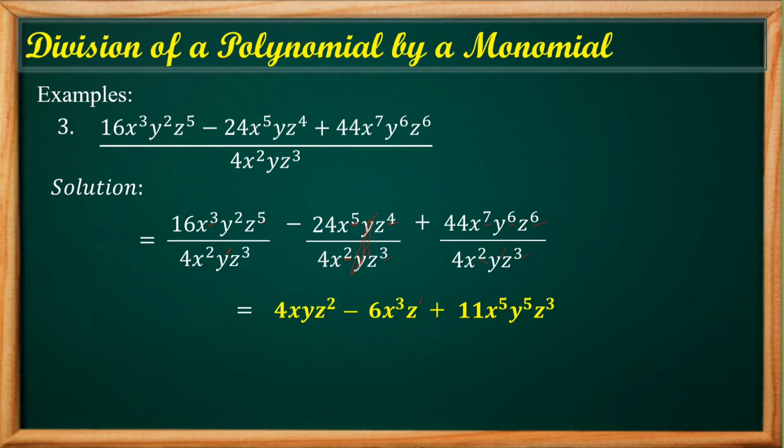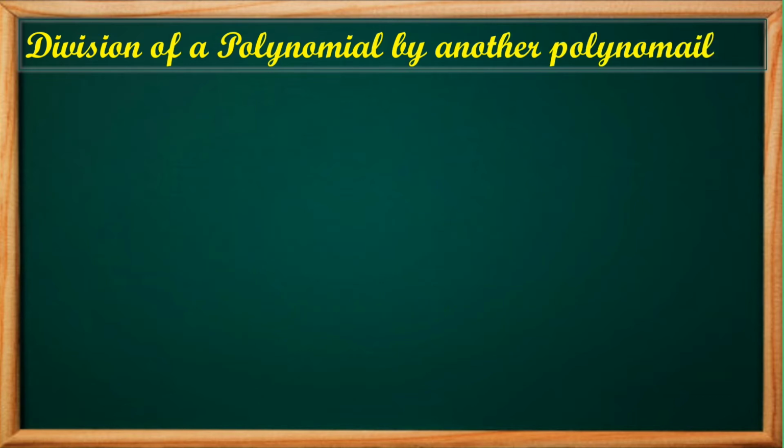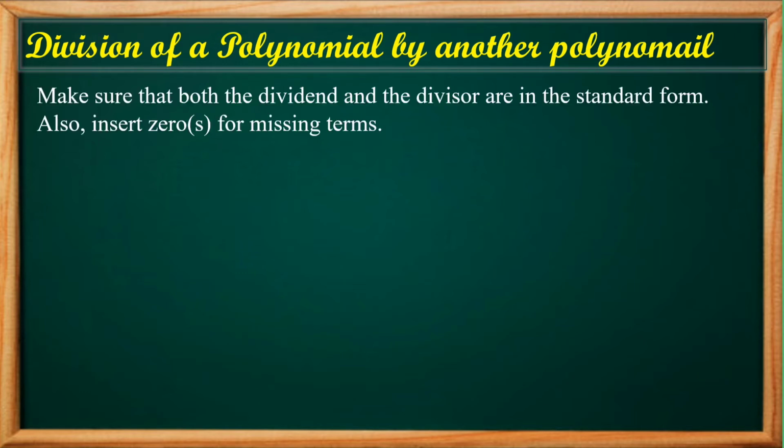Okay, that is how to divide a polynomial by a monomial. How about if we divide a polynomial by another polynomial? Make sure that both the dividend and the divisor are in standard form. Also insert zeros for missing terms. Okay, that is our condition.